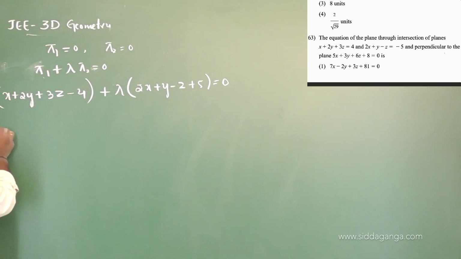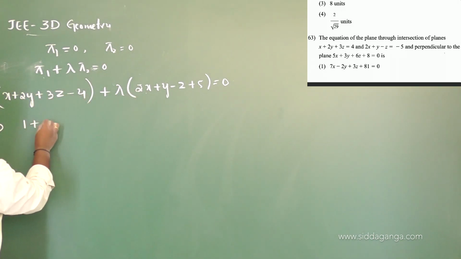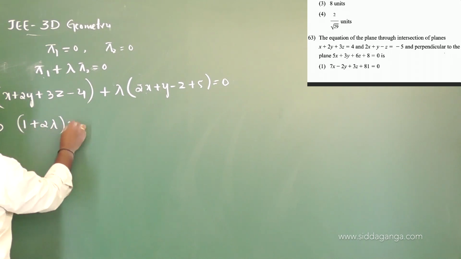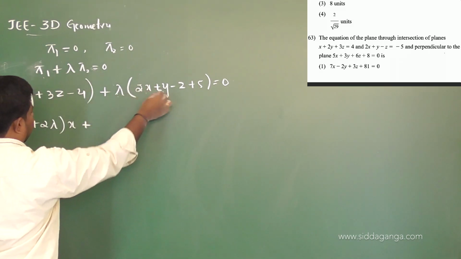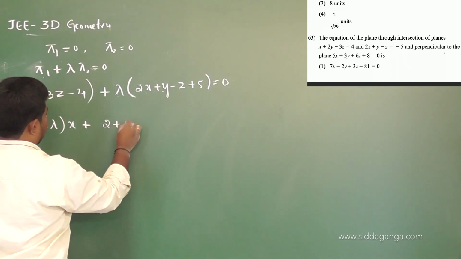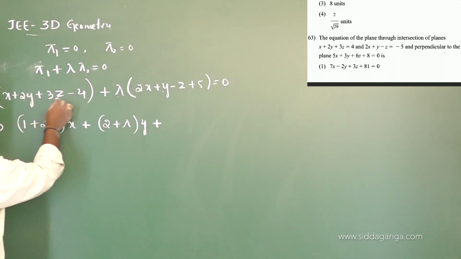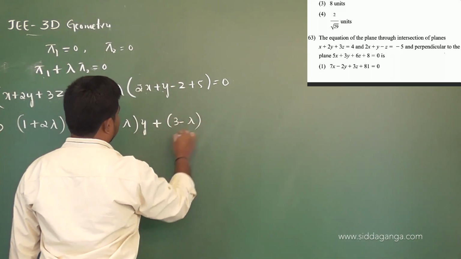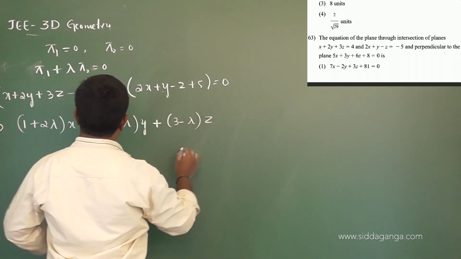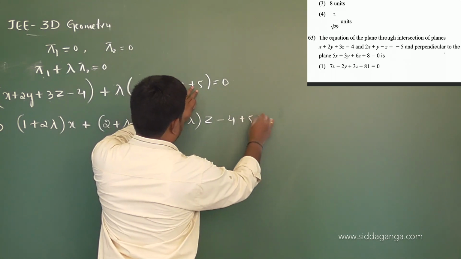Okay, so now I'm going to rewrite this. Coefficient of x is 1, and the coefficient of x from the second plane is 2 lambda. So (1 plus 2 lambda) into x, plus (2 plus lambda) into y, plus (3 minus lambda) into z, and the remaining thing is minus 4 plus 5 lambda, equal to 0.